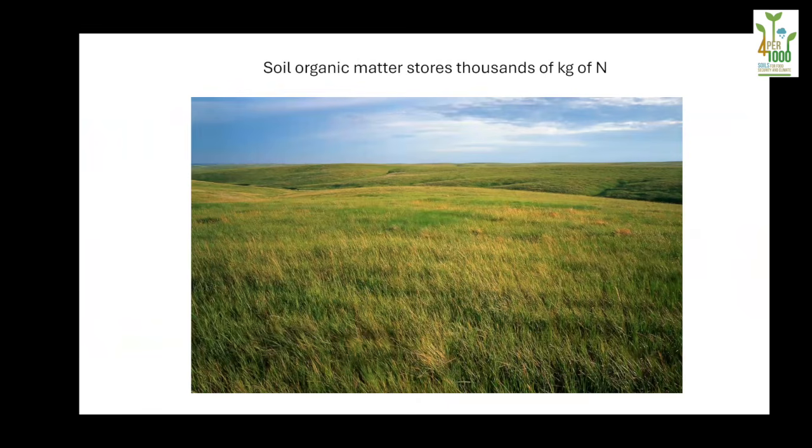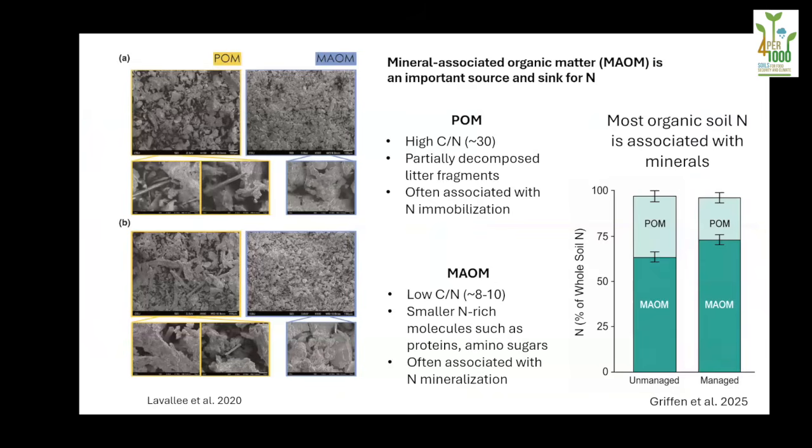Soil organic matter, I always like to remind myself of this. It contains thousands and thousands of kilograms of nitrogen per hectare to plant rooting depth. We can be using this to support our crop yields. When I think about organic matter, it's very helpful to separate it out into different pools. We often think about mineral-associated organic matter and particulate organic matter. Particulate organic matter has a high C to N ratio. It's partially decomposed litter fragments. It's often associated with nitrogen mineralization, or I'm sorry, immobilization, because of that high C to N ratio.